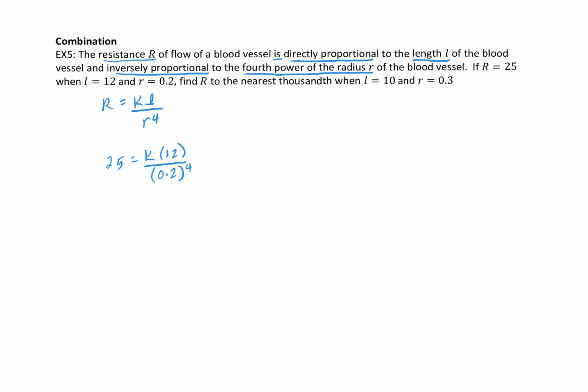Okay, so we're starting out with a resistance and the units are 25 something. And that's when the length of our blood vessel is 12 and the radius is 0.2. We're going to solve for K, but then look at what we're supposed to find. What we're doing is we're shortening the length of our blood vessel from 12 to 10. So that tells me it's going to decrease the resistance, but we're also increasing the radius from 0.2 to 0.3. So that will also decrease the resistance of blood flow. So I'm thinking that once we figure out what this is, it's going to be less than 25, has to be.